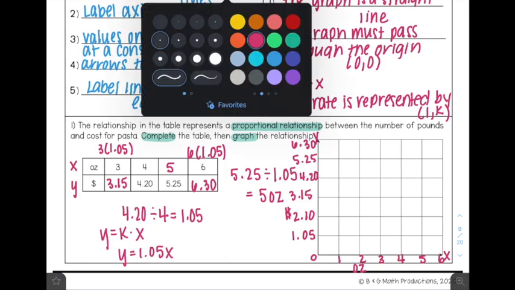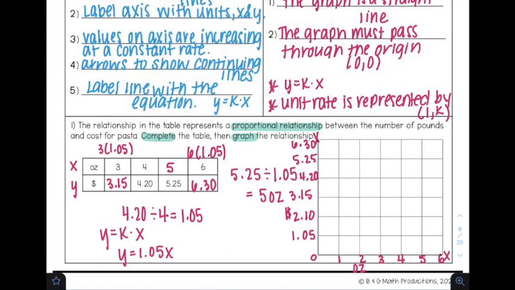Now we're going to plot points. So we have 3 ounces at $3.15, 4 ounces at $4.20, 5 at $5.25, and 6. And draw a straight line. And then my arrow to show continuous pattern, y equals 1.05x. And that's my graph.